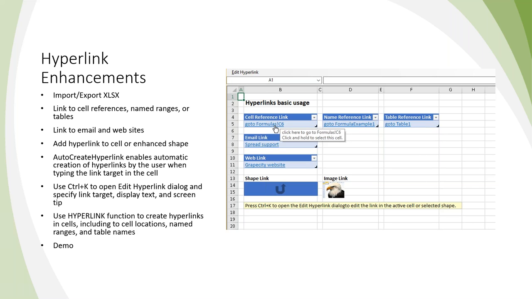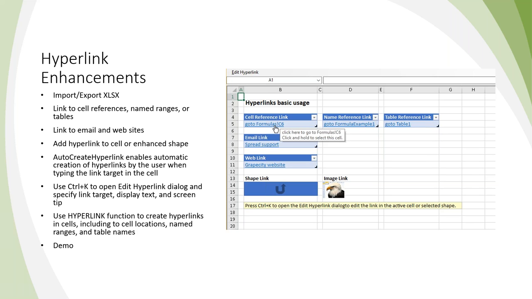Spread has supported the hyperlink cell type for many years now, but support for hyperlinks is now greatly enhanced. Now you can import and export hyperlinks for cells and shapes in Excel workbooks and link to cell references, named ranges, and tables. You can link to email addresses using MailTo or websites using HTTP and HTTPS, or simply typing a web address like www.google.com in a cell. Hyperlinks can be added in cells or in enhanced shapes or in images.